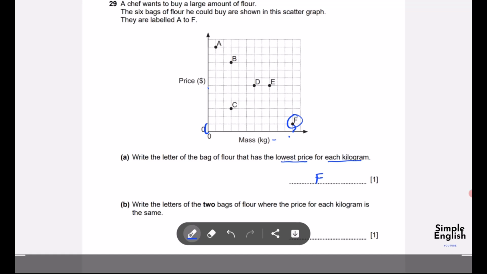How about B? Write the letters of the 2 bags of flour where the price of each kilo is the same. It means we need to find out where the distance to the mass and the distance to the price are the same. This means 3, 3, the same. So the first one is C. A is not correct, because the distance to the mass and the price are not the same. How about B? B is the same as A, not correct. How about D? 1, 2, 1, 2, 4, 6, 2, 4, 6, the same. So the second is D. How about E? No, it's not correct, because this one is 8 and this one is 6. F is not correct. That's why just 2.